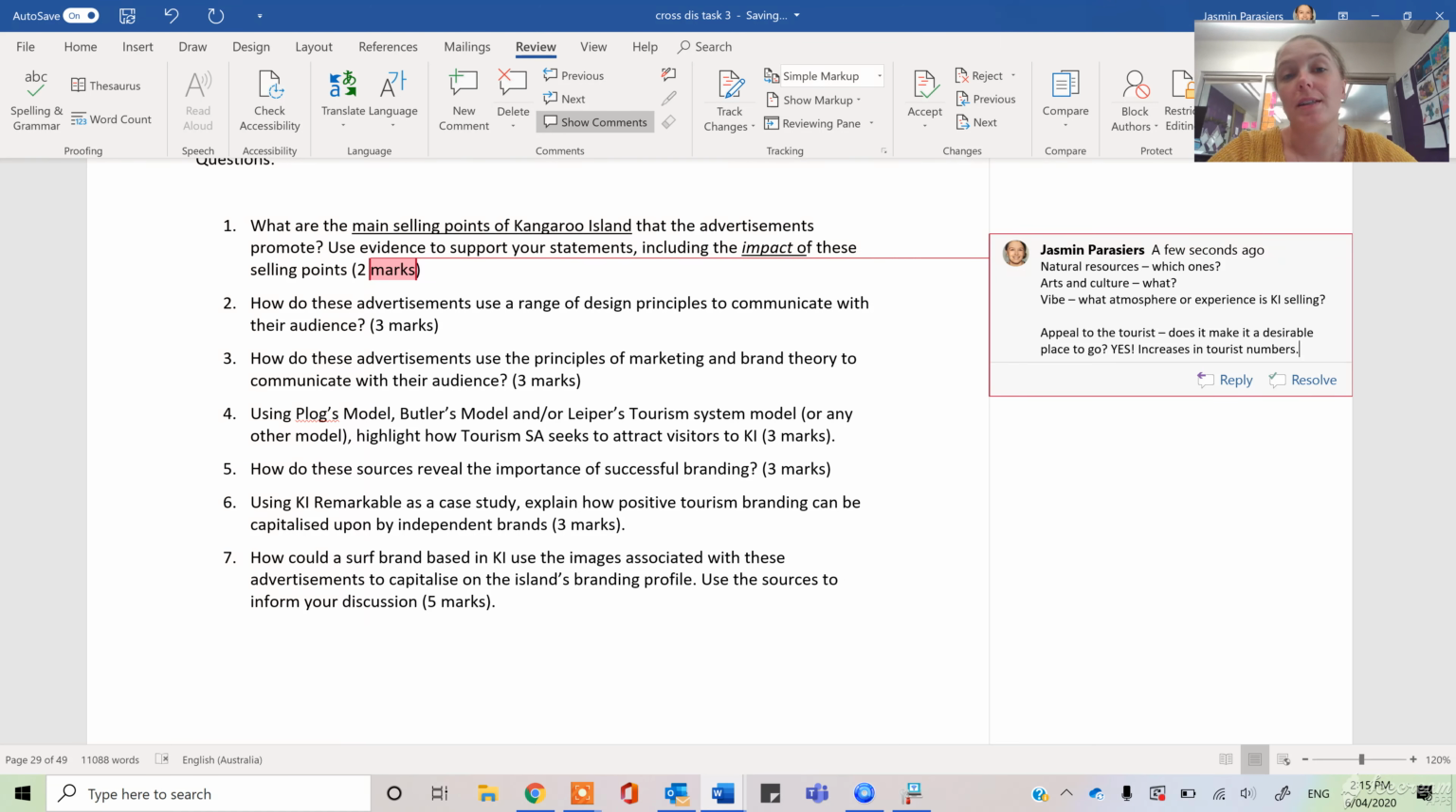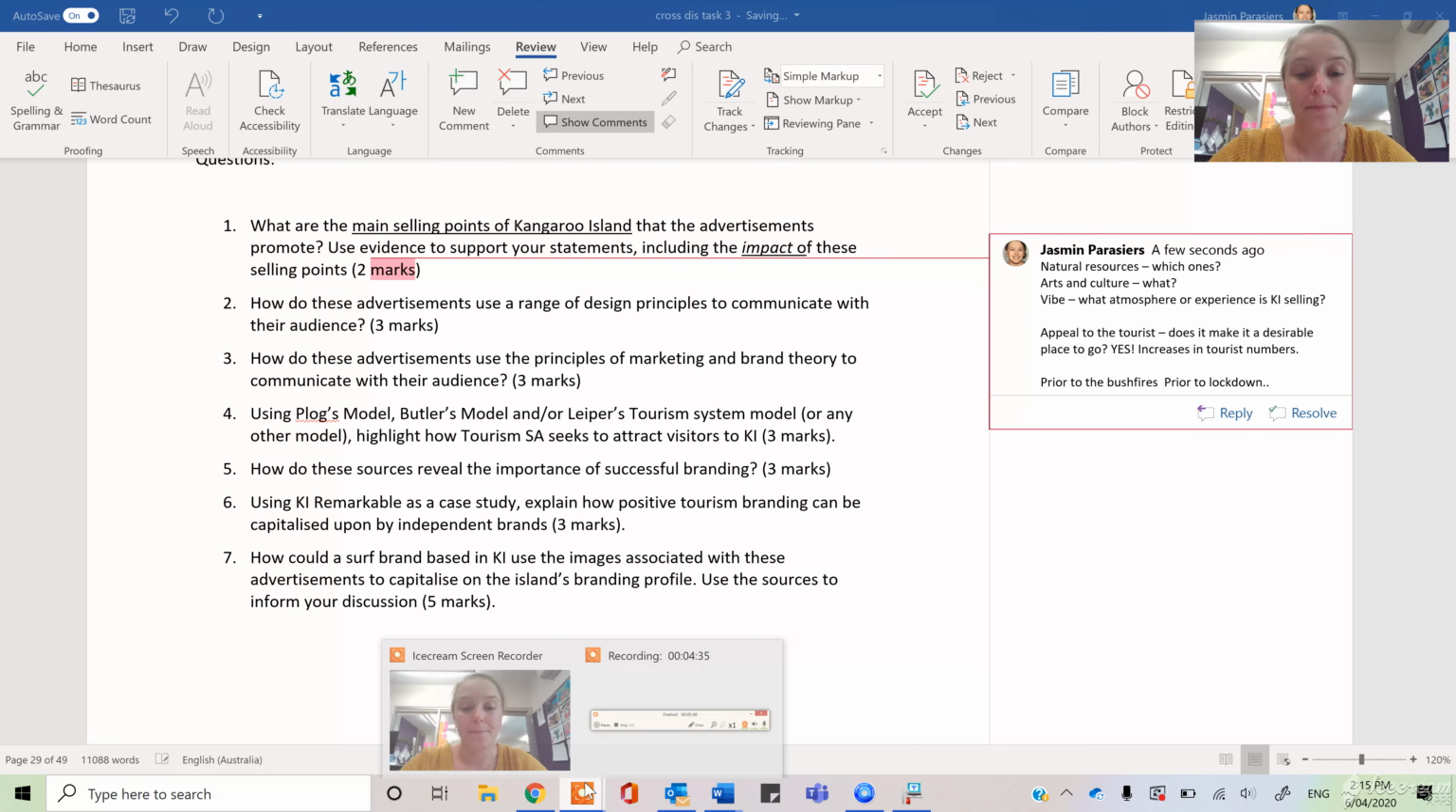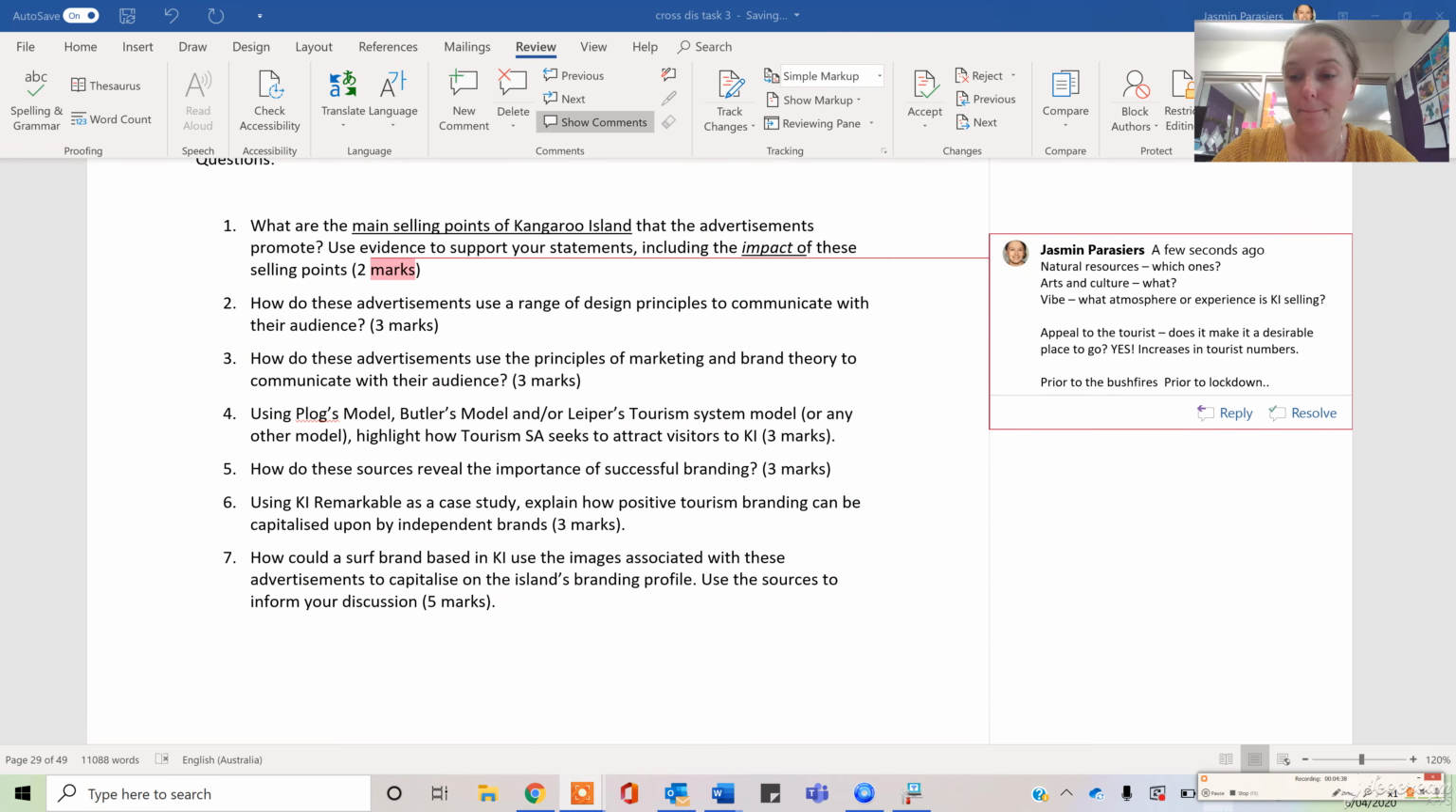Now, what's interesting is that this is all pre-bushfires and pre-corona. So when we talk about this, we're going to have to be really clear to say prior to the bushfires, prior to lockdown, because obviously that's changed quite significantly.